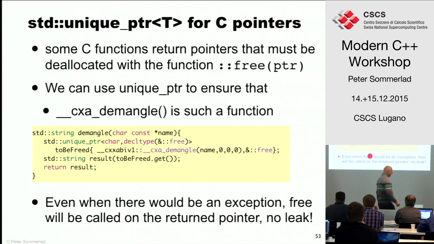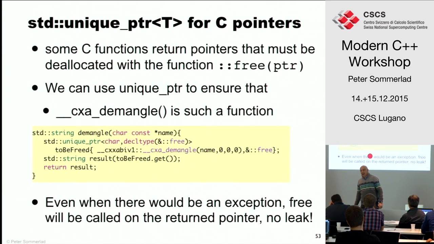Unique pointer, you can also use it to manage memory returned by a C function. There are some APIs that return a pointer that was allocated with the C allocation function that you have to pass to the free function to free the memory.